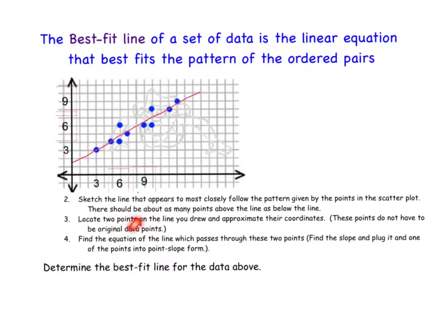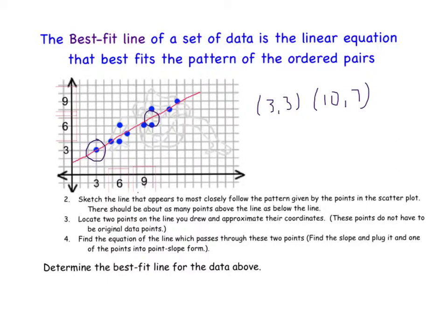After you have your line drawn, you can find the equation using 2 points. The 2 points that you use do not have to be part of the original data set, but they could be. For example, on my line, it passes through this point exactly, and I'm going to use this point. So my 2 ordered pairs would be 3, 3 and 10, 7.